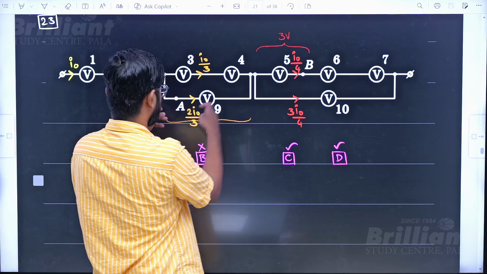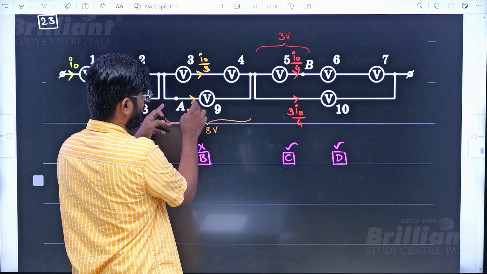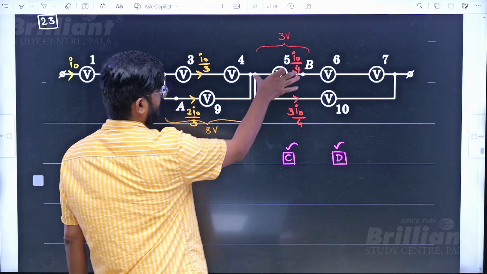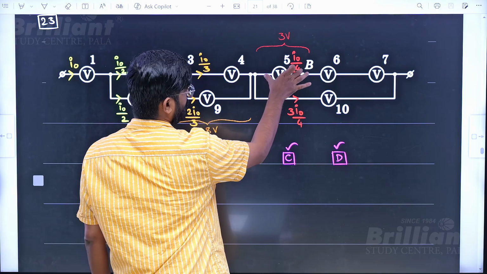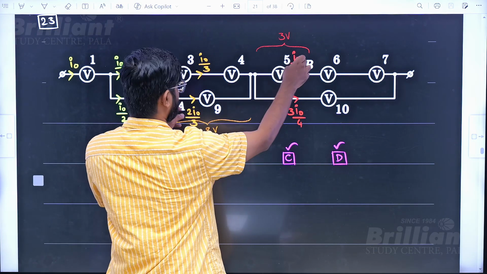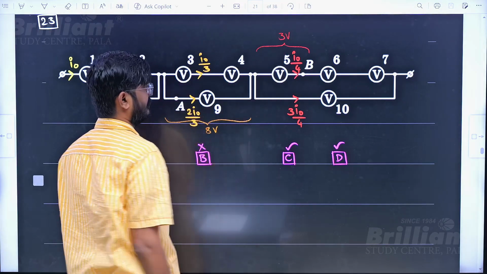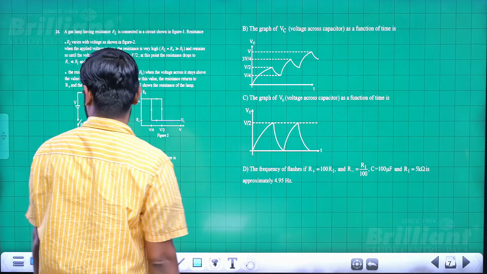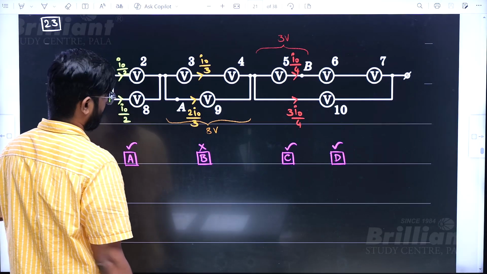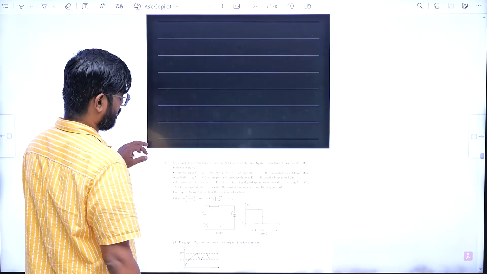So this potential difference is 2 I naught by 3 into R, that is 2 by 3 times of 12, that was 8. Similarly, this one is I naught by 4 into 2R, which is 12 by 4, which is 3. So the potential difference between these 2 points is 11 units, right? This question already came in your current electricity unit test. So I am attaching the same PDF in case you still have doubt, you can go back there.